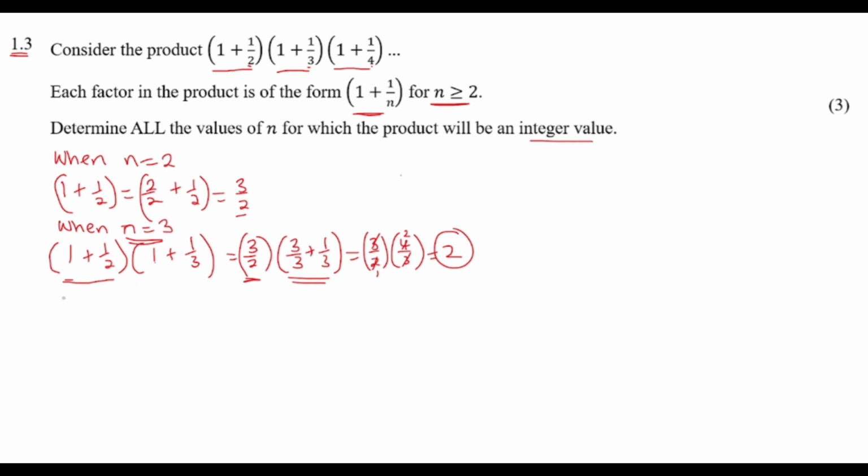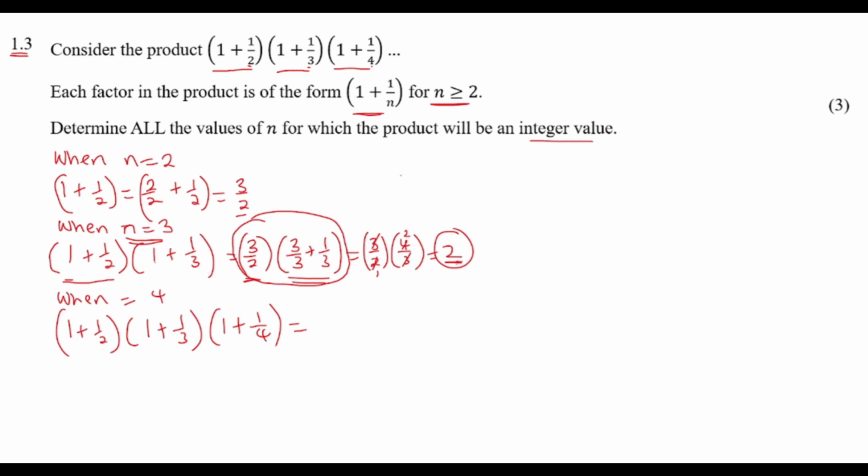Right, let's check. We want to see a trend here. When n is equal to 4, we're going to have 1 plus 1 over 2, 1 plus 1 over 3, and 1 plus 1 over 4 like this. That's when n is equal to 4, and then this combination has given us 2, isn't it? This combination has given us 2, so it means this whole thing here is giving us a 2. So we're going to say 2, then times, and then this bracket 1 here is going to be like 4 over 4, then plus 1 over 4 like this, and then becomes 2 times 4 over 4 plus 1 over 4 is like 5 over 4.